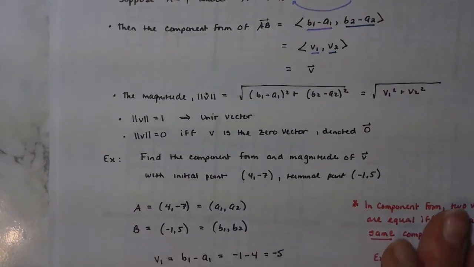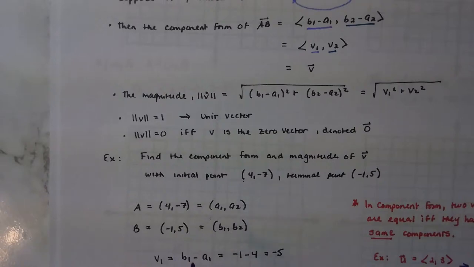And so we can find the component for our position V sub 1 by subtracting. All I'm going to do is take the B sub 1 and subtract from it the A sub 1. So it's negative 1 minus 4. Again, the signs are the same, so we add and keep the same sign. So the first component in this vector is negative 5. And then for the second component, we would do 5 minus a minus 7. The opposite of a negative makes that a positive. And so we get a 12.